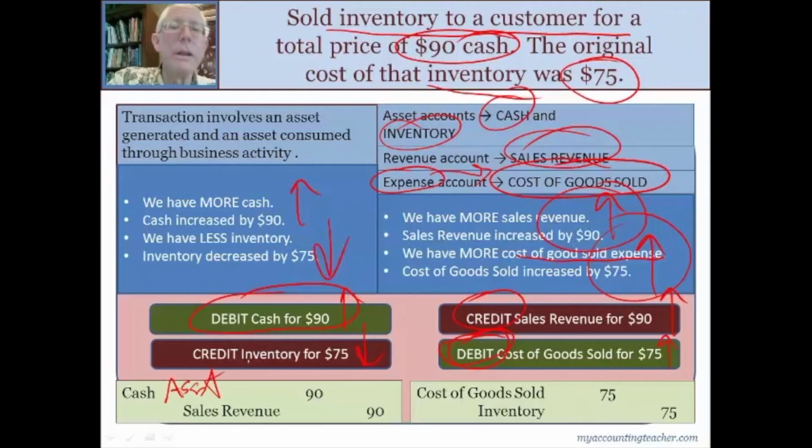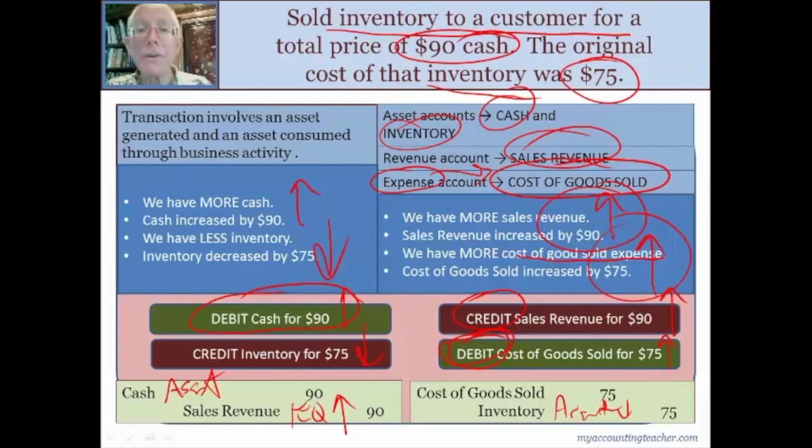Beautiful. Where did that asset come from? It was generated through doing business. So the equity account, I'll just put EQ account for equity, sales revenue, represents the fact that our equity just went up. People gave us cash. It came out of thin air. It's beautiful. But that's not the whole story. Our asset inventory went down. So inventory goes down. That's shown with a credit.